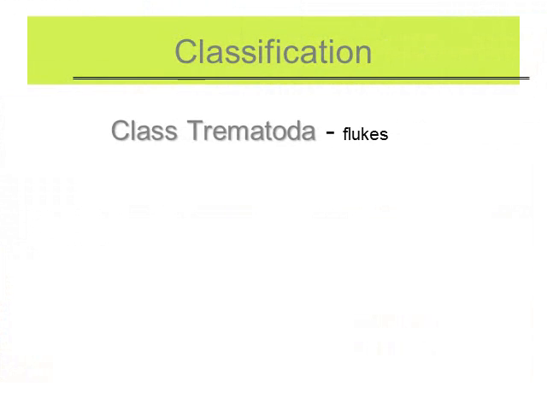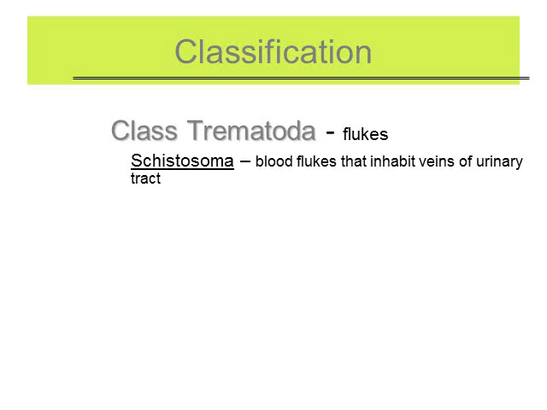So the second group that we're going to talk about is the class Trematoda. These are often called flukes. That's their common name. And Schistosoma is an example of this. These are blood flukes, so these actually live in the veins of the urinary tract. Sounds pleasant? As you might have guessed, that's not where worms should normally live. And as you might have guessed, these are parasites. So all of the worms in this particular class, Trematoda, are parasites.